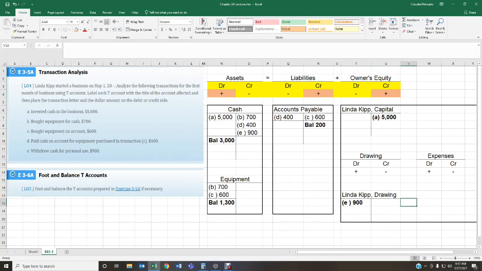Okay, so that is basically exercise 3-5 and 3-6. Very straightforward, analyzing 5 different transactions, posting them into the accounting equation, and then footing your T accounts. Okay, this is fundamentals of accounting. We need to be able to analyze transactions, post them to T accounts, and foot your balances.